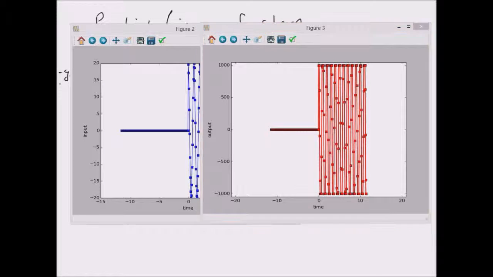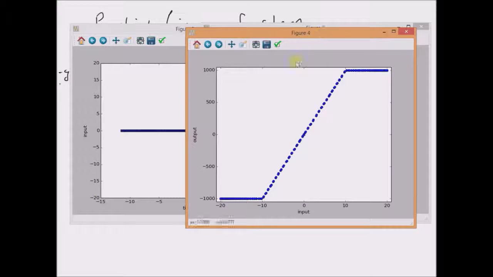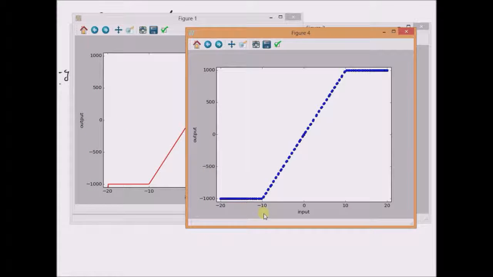So when you look at the input-output relation for this particular input, you can see that it definitely matches with the original input-output relation given in figure 1. So again, this system is basically a linear system only for the values of the input between -10 and +10.